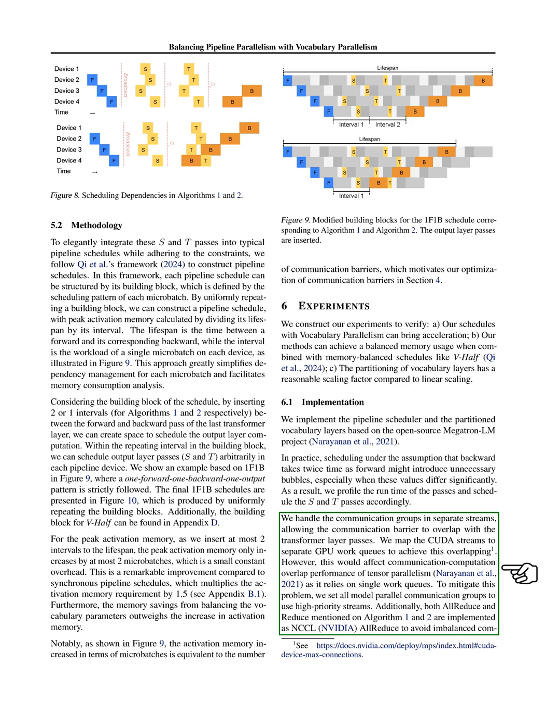We manage communication groups in separate streams, which allows the communication barrier to overlap with the transformer layer passes. To achieve this, we map CUDA streams to distinct GPU work queues. However, this setup can impact the performance of communication computation overlap in tensor parallelism, which depends on single work queues. To address this, we assign high-priority streams to all model parallel communication groups. We also implement all reduce and reduce as NCCL all reduce to prevent uneven communication loads across devices.